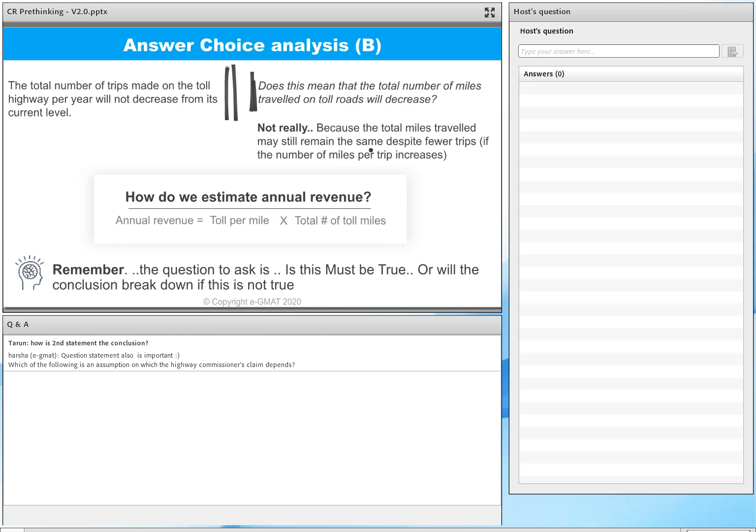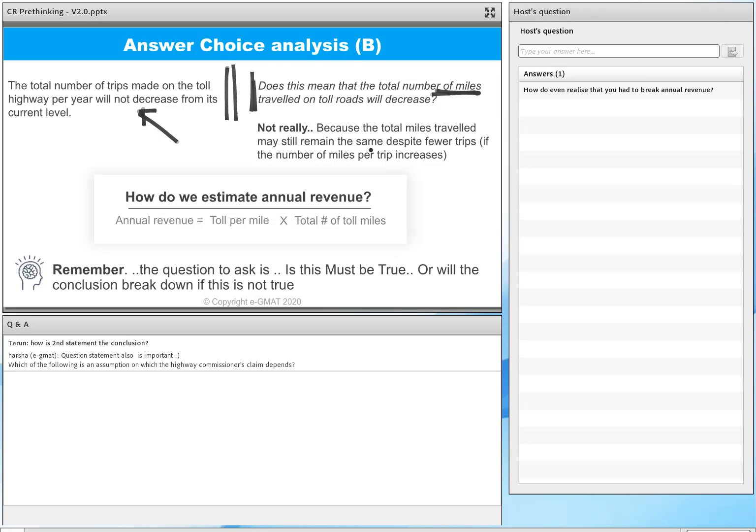Look at choice B over here. Many of you chose choice B. It says the total number of trips made on the toll highway will not decrease from its current level. You ask this question: does it mean that the total number of miles driven will not go down? The answer is no, right? Because even if the total number of trips goes down by, let's say, 10%, the mileage per trip can go up.